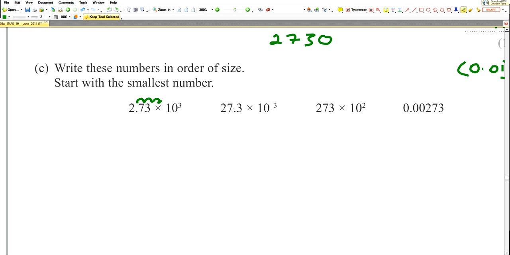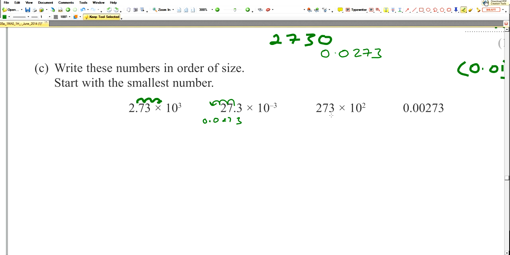27.3 times 10 to the minus 3 means what? It means go 1, 2, 3 to the left. So that will give us what kind of answer? 0.0273. Let's write that over here. 0.0273. Okay, out of those two numbers, which one is the biggest? It's the last one, isn't it? No way. Well, okay, next one.